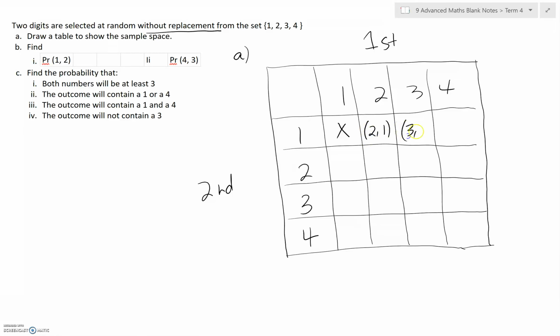If I draw a 3 first, 1 will still be there. If I draw a 4 first, 1 will still be there. So hopefully you can see the pattern that's starting to emerge.